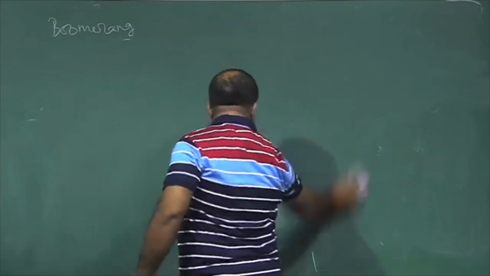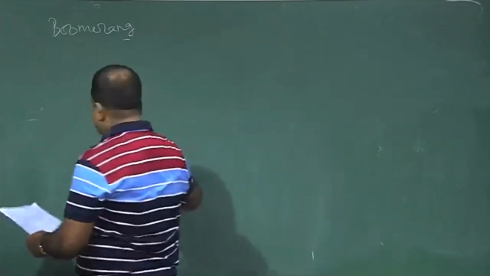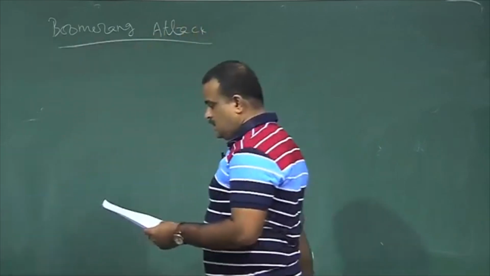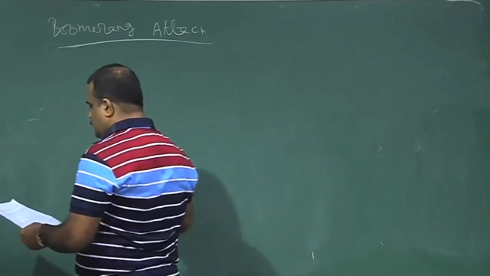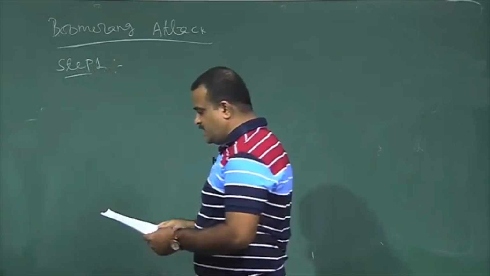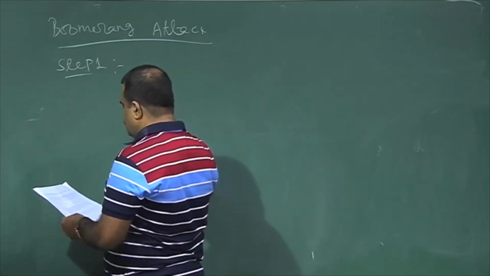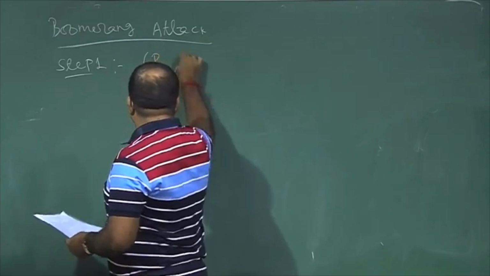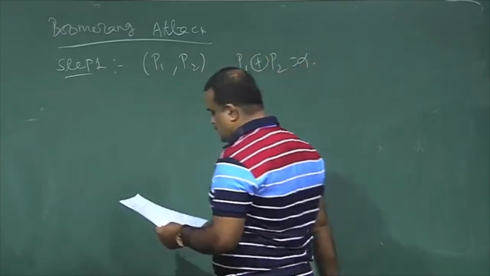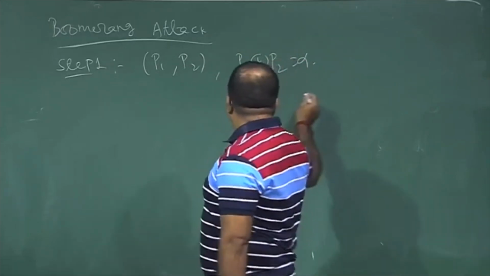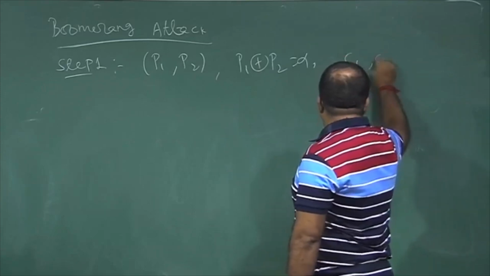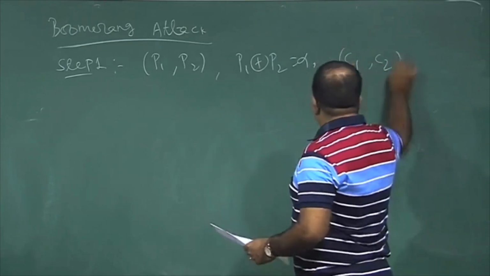Okay, so the boomerang attack. Step 1: we know the alpha-beta difference is there. So, we choose plaintexts P1, P2 such that P1 XOR P2 is alpha, and we get the corresponding ciphertexts C1 and C2. So, this is step 1.